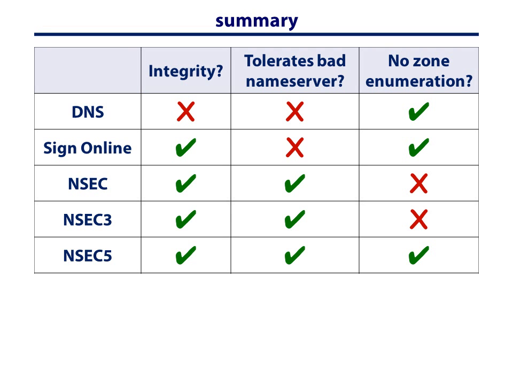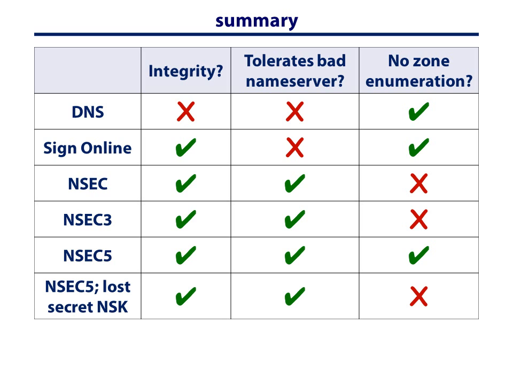So NSEC5 tolerates a misbehaving name server, and in fact, NSEC5, when the non-signing key is lost, actually looks just like NSEC3. We don't have any compromises on integrity, but all we get is a vulnerability to zone enumeration. So we basically have the security guarantees of NSEC3. Instead of having protection against zone enumeration, we're now stuck with zone enumeration because the non-signing key was exposed. But we don't have any attacks on integrity.